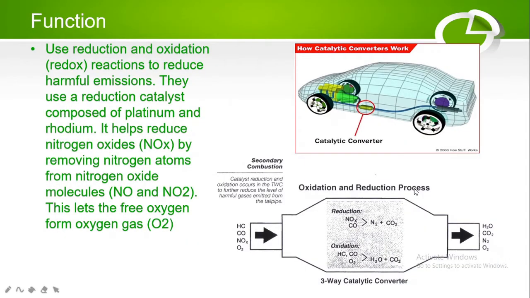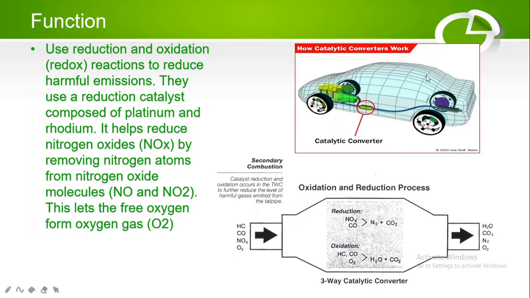The function behind that is that you will use the redox reaction. As you know, redox means reduction and oxidation will simultaneously take place. So the reaction reduces the harmful emissions. They use a reduction catalyst composed of platinum and rhodium. It helps in the reduction of the nitrogen oxides, the NOx, by removing nitrogen atoms from nitrogen oxide molecules, NO and NO2, which lets free the oxygen as oxygen gas.